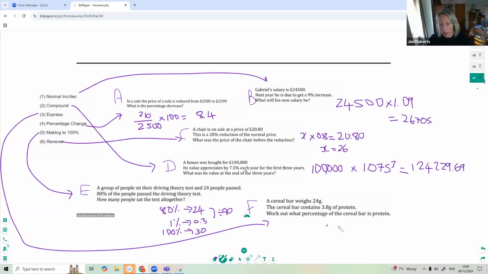Express, write it as a fraction. Change it to a decimal, 3.8 divided by 24. Get a recurring 3 here. Times it by 100, 15.8%. Okay, hopefully you've got a better understanding of those now.